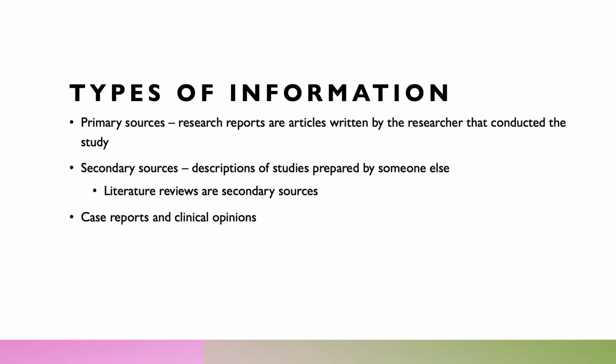There are some types of information, and one of the things you want to start with is looking for primary sources. Primary sources are research reports or articles that are written by the researcher that conducted the study. They are not the opinion pieces by somebody else that tells you about somebody's study. And they're not the secondary sources. Secondary sources are descriptions of studies that are prepared by someone else. Literature reviews are considered a secondary source.